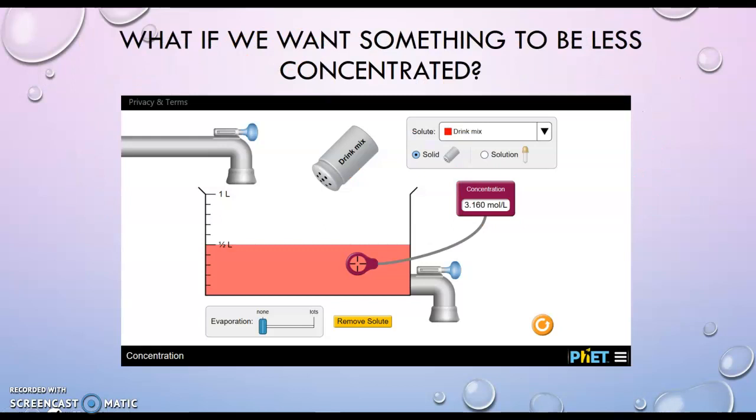All right, so what if we want something to be less concentrated? So here I went ahead and made a solution. You can see the concentration says 3.160 moles per liter, so molarity. So what if I want that concentration to go down? Well, I can't remove any of the solute that I already put in there unless I boiled the water away, but that really wouldn't help me.